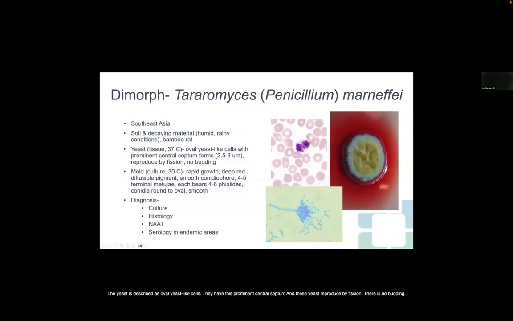There is no budding. In the laboratory, when it grows as a mold, it is a rapid grower, and it's characterized by this deep red diffusible pigment. This is not a blood agar plate. This is the diffusible pigment from the mold form. What we see when we look at the colonies under the microscope, there's a smooth conidiophore that's shown here. This is the structure that bears the conidia. You can see a layer of metulae, and then phialides, and then the infectious conidia are round to oval and smooth. Culture is the same as all our other dimorphs, with serology being available in endemic areas.